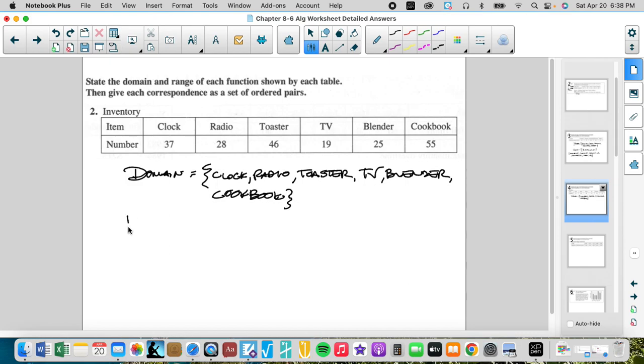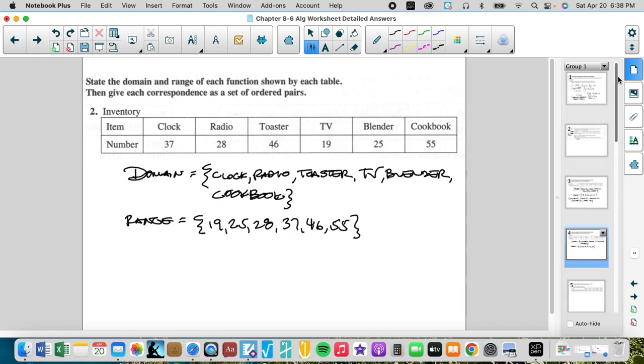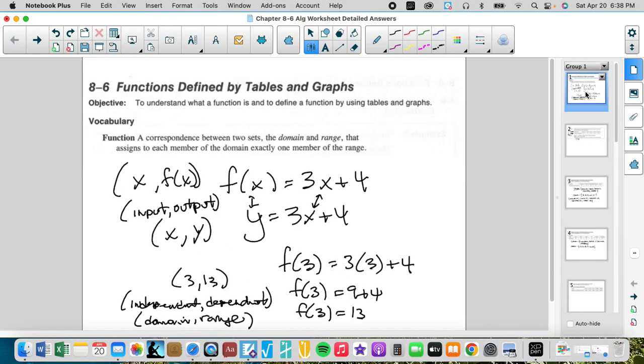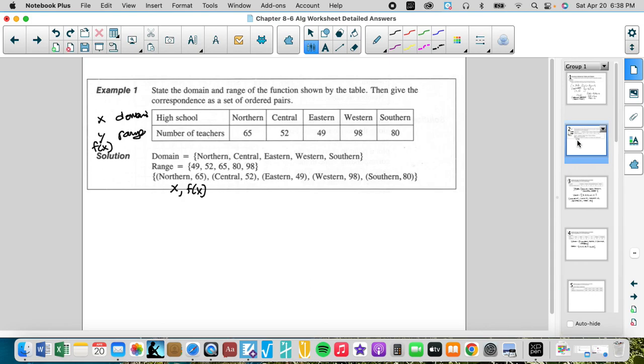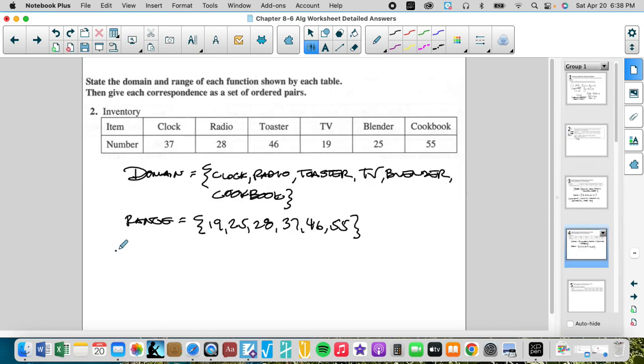Close solution set. Our range now will be in numerical order, so we'll do 19, 25, 28, 37, 46, and 55. We have 1, 2, 3, 4, 5, 6. 1, 2, 3, 4, 5, 6. And did they have a specific name for that? No, they just have them in a solution set though.